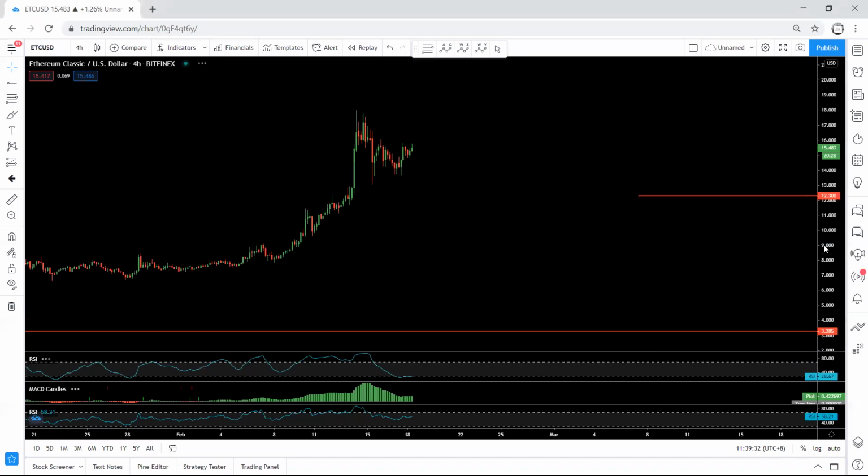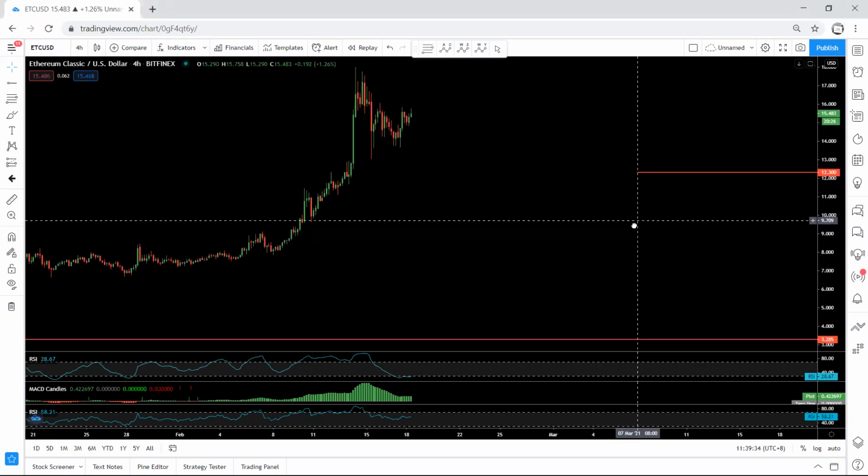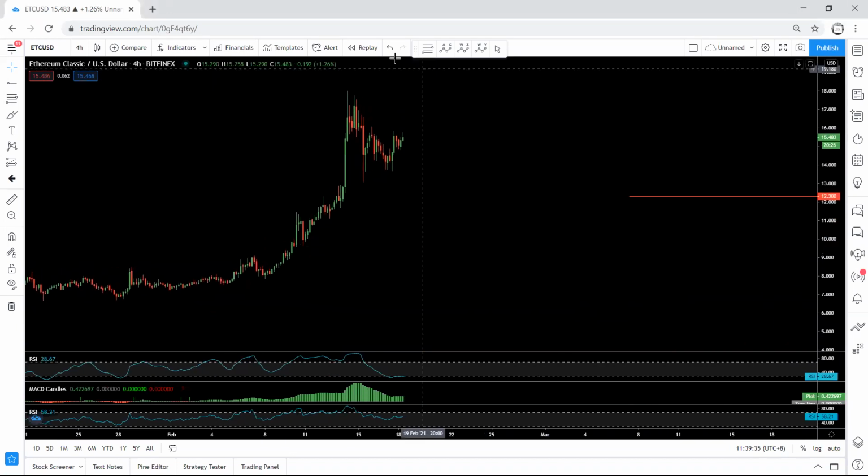How can we look at this correction based on the 4-hour chart? What I can see here is that we want to see whether this is the only correction, and this is the start of the up move. In that case, we need to look for a trade from here.